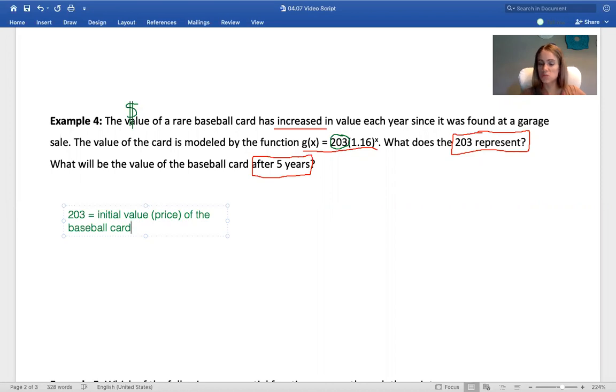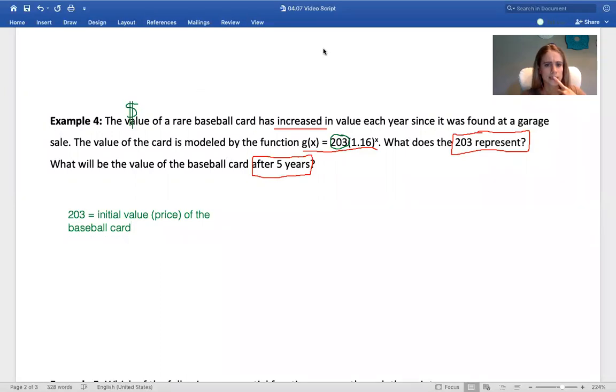And just for funsies, when I look at this, it looks like it's increasing in value, so that verifies that it's a growth factor because my rate is 1.16. How much is it growing by? Hopefully you said 16%. All right, now my second question is, what is the value of the baseball card after 5 years? Well, I know I need to substitute, but what am I going to substitute in for? Because I never really identified my variables.